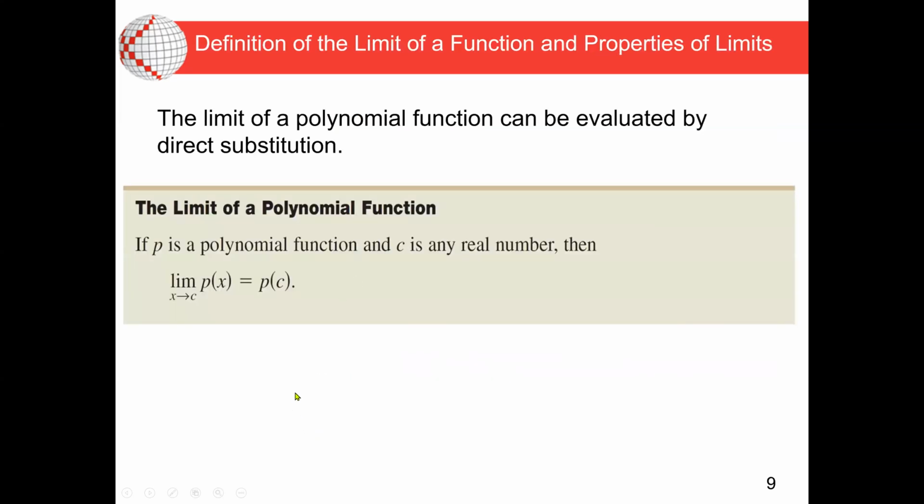Now the limit of a polynomial function can also be evaluated by direct substitution. So if p is a polynomial function and c is any real number, then the limit as x approaches c of p(x) is equal to p(c). So we substitute the c value for the x's.